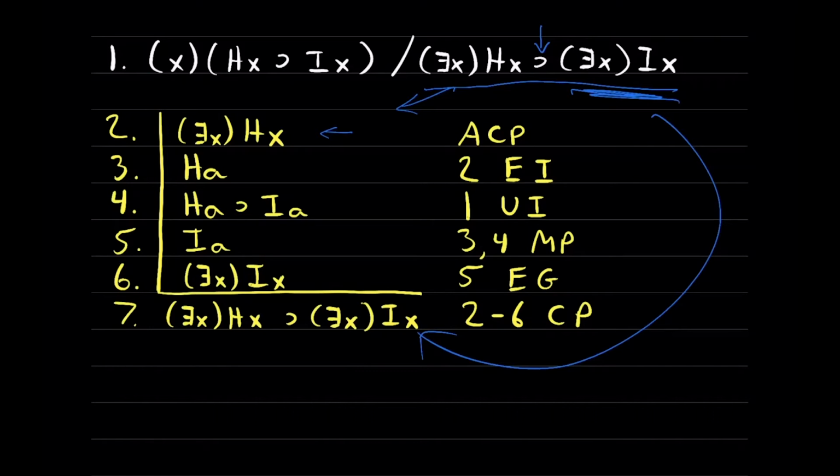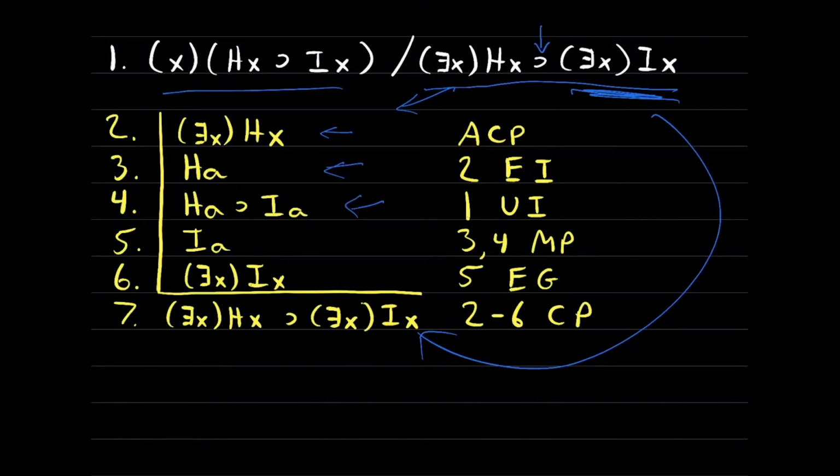From there, I can instantiate the universal statement on line 1, way up here in the one given premise, using the same instantial letter. Remember, you can instantiate a universal statement with either a constant or a variable. Here, I'm choosing the same letter a, so I can apply some propositional logic rules together with line 3. That gives me Ha implies Ia on line 4.